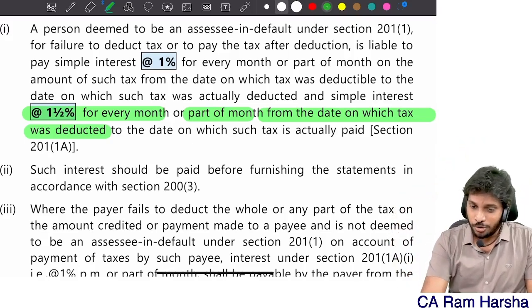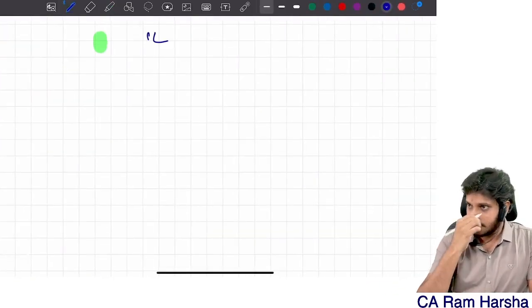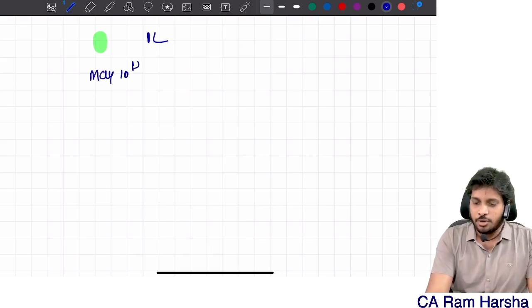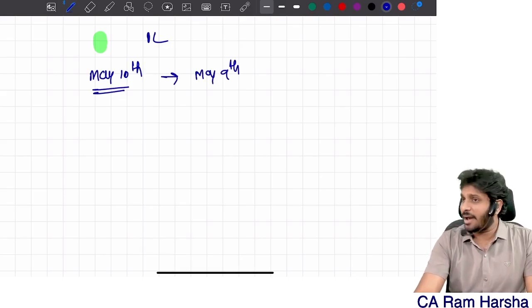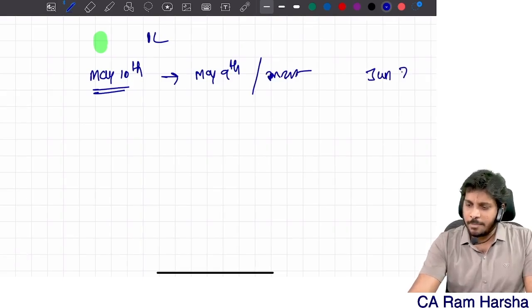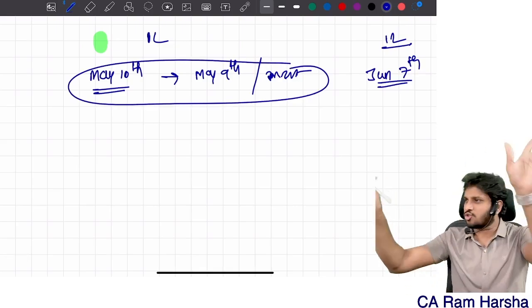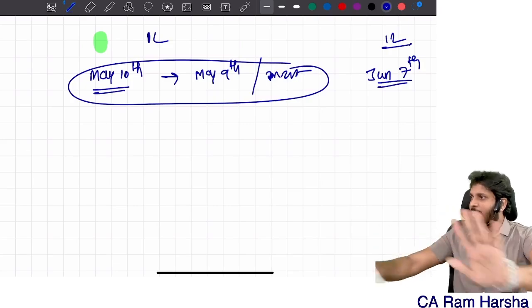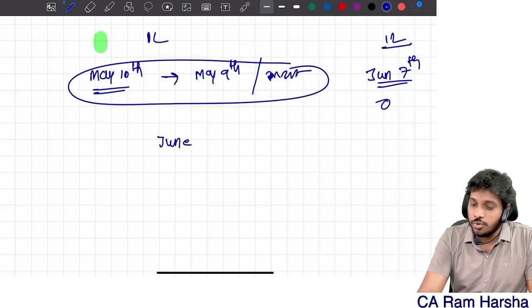Simple logic, you see. Suppose the TDS amount is 1 lakh rupees. Let us assume I paid this amount to the person on May 10th. I am supposed to deduct by May 9th, or at least by May 31st you deduct. And if at all you remitted by June 7th to the department this 1 lakh, whether in reality you deducted or not, don't bother. Since you remitted May month related amount by June 7th, they consider you have complied. So, 0.